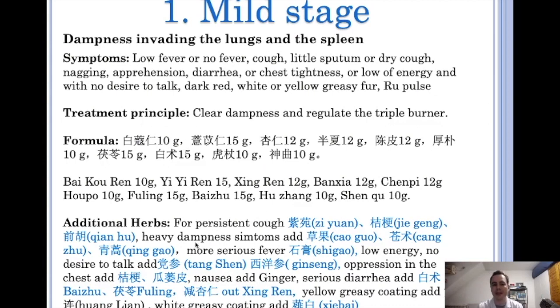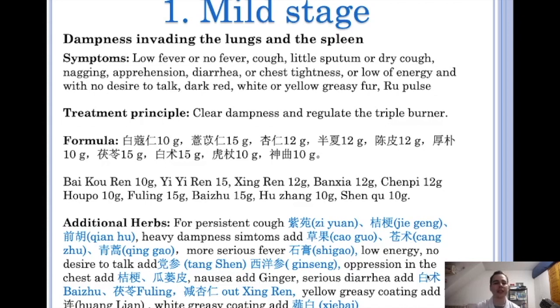For example, in this case, if there are more heavy dampness symptoms, we can use Caoguo, Cangzhu, and Qinghao, okay? If the patient is showing a more serious fever, we can use Shigao. So remember, Shigao is one of the best herbs to take down the fever, okay? We have Baihutang, with Shigao and Zhimu, so we can use Baihutang in this case, okay?